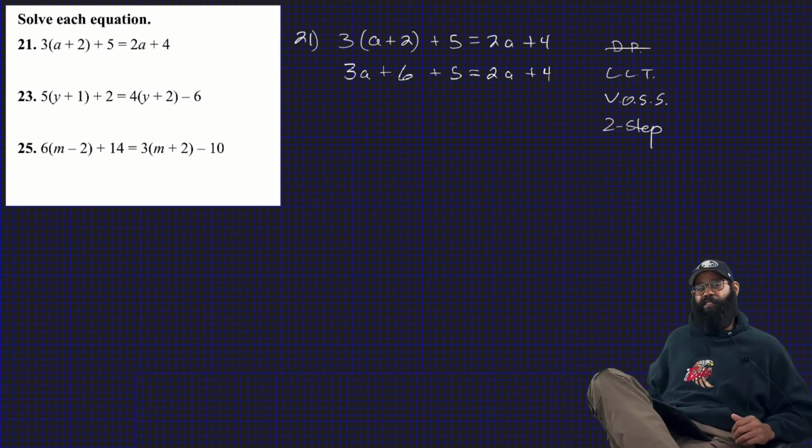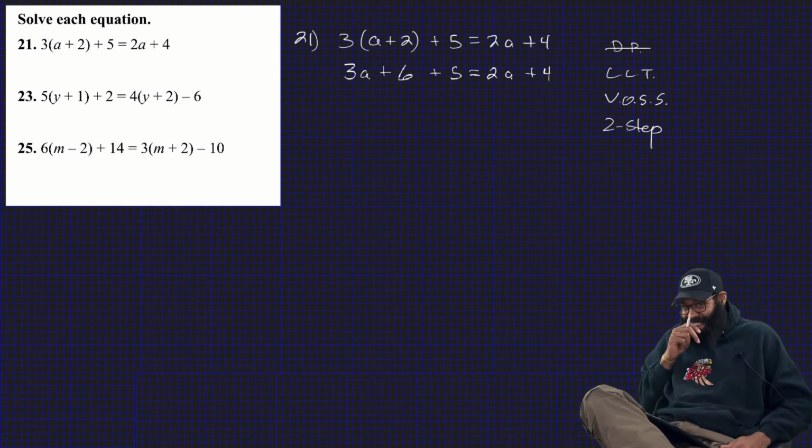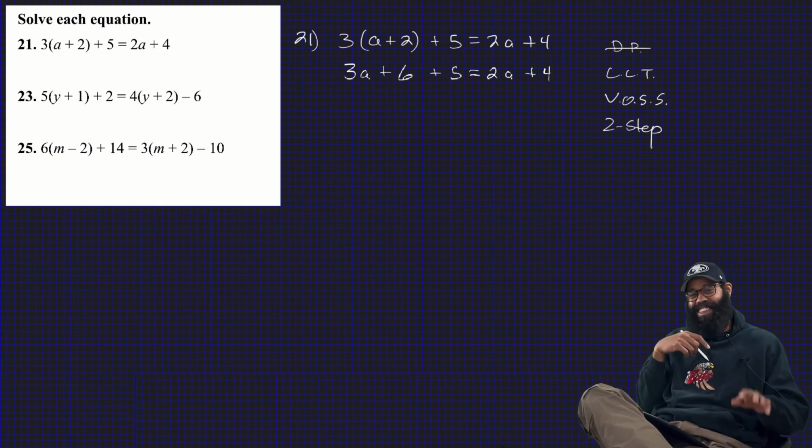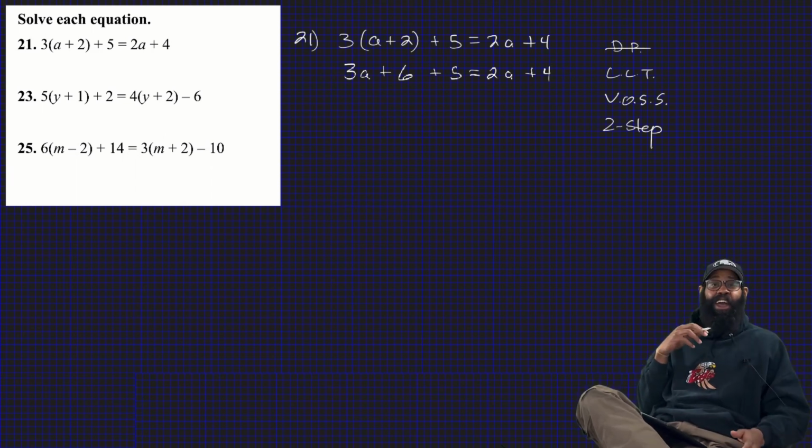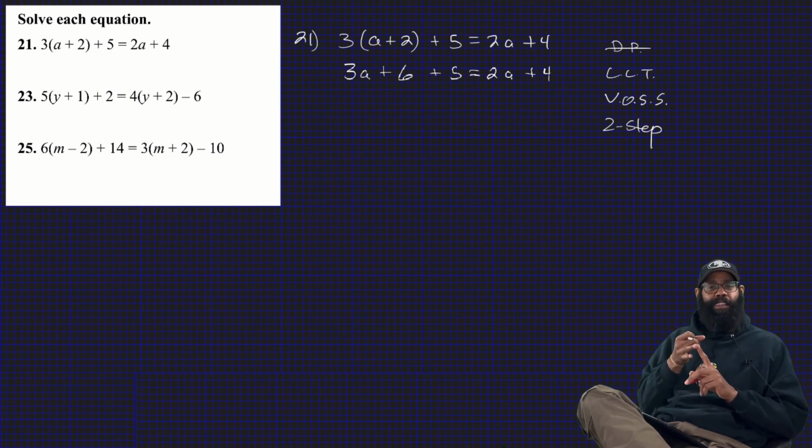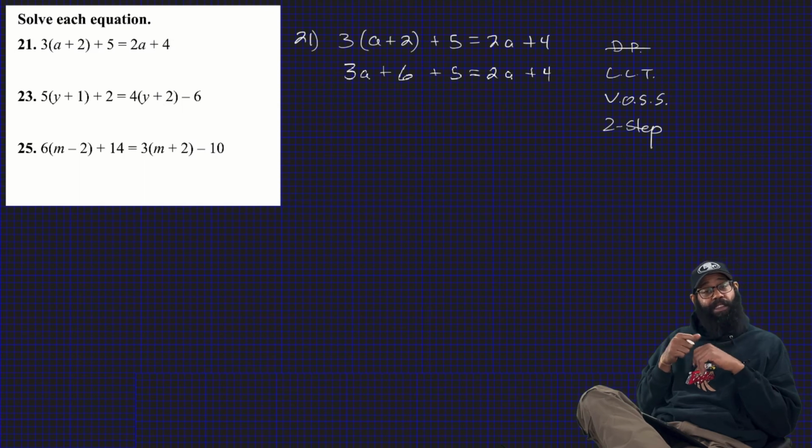Raise your hand if you've been here before. Yeah, I said that. Yes. Thank you for raising your hand. I appreciate that, y'all. DP, distributive property. CLT, collect like terms. Boss, variables on the same side. And then, of course, you should be staring down at the two-step.